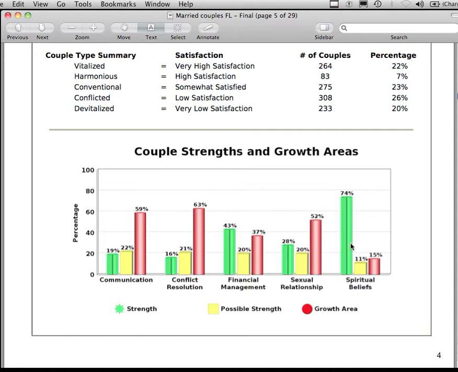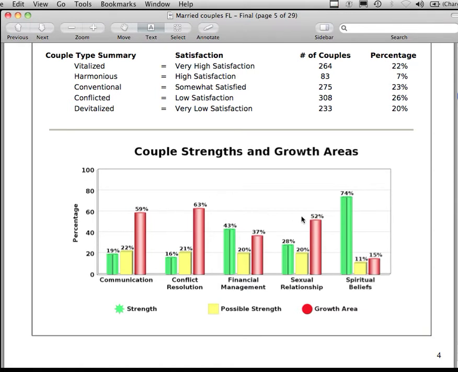Now this is really dramatic. 74% rate their faith, their spiritual beliefs, as a strength, and only 15% as a growth area. And that is encouraging to see that couples feel good about their faith. That also tells me this was a relatively religious audience that responded. So as the churches in that community got on board and encouraged couples to take the checkup, they had a good response. But sadly, there's also a challenge here. This tells us that while their religious beliefs are high, they're having a hard time translating their faith into practice in terms of how they communicate and resolve conflict as a couple.